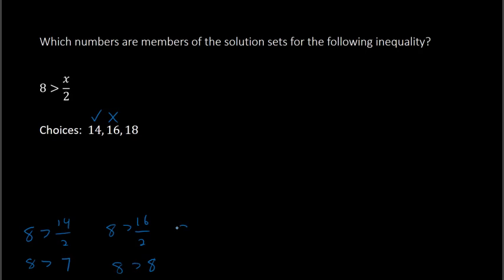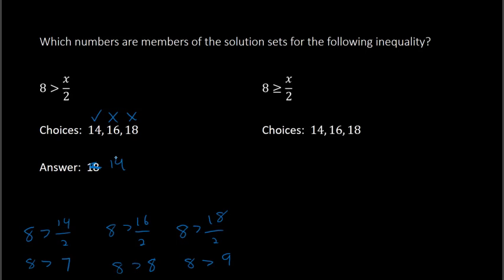And then we plug an 18 in. So now we have 18 over 2. So we have 8 on the left, and 18 over 2, which is 9, on the right. Is 8 bigger than 9? Well, no. So this would not work as well. So my answer should be 14. So not 18, but 14.